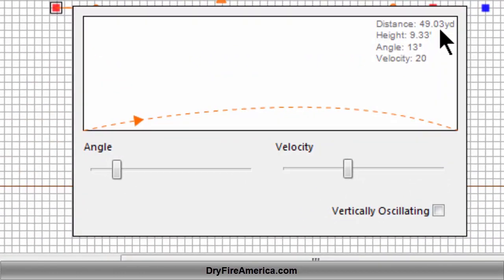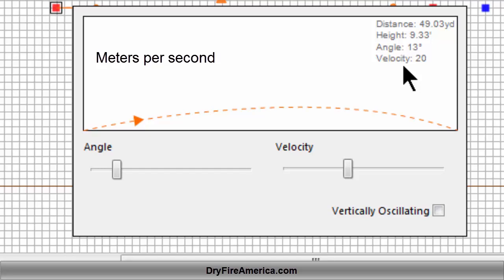It says the clay is going to travel 49.03 yards in the air. The highest point along its travel is 9.33 feet. The angle coming out of the trap house over here is 13 degrees, and the velocity is 20. Now the only confusing thing is the velocity 20 is given in meters per second. Now we in America don't think in meters per second, we think in miles per hour. So I'm going to give you a conversion factor for that.